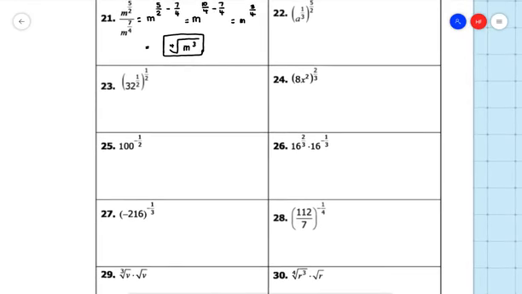And on 23, whenever we have a power to a power, we're going to take that power and multiply. So we've got 1/2 times 1/2, which would be 32 to the power of 1/4, and then written as a radical, we've got the 4th root of 32, which we can simplify. 32 is 2 to the 5th power, so this is 2 4th root of 2.